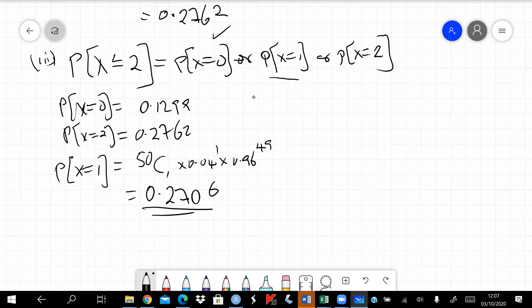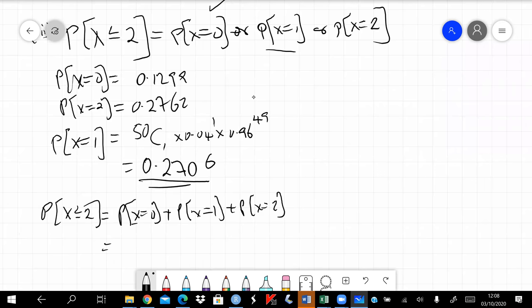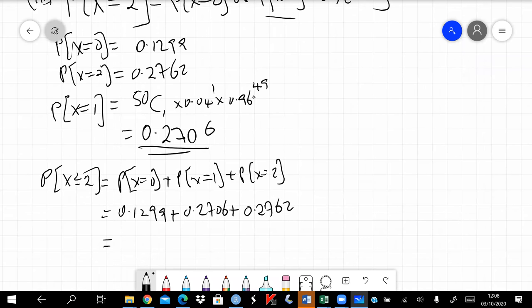Zero point two seven six. Yes. So the probability that X is less than or equal to 2 is the same as the probability that X is equal to 0 plus the probability that X is equal to 1 plus the probability that X is equal to 2. So we add these three values. We get 0.1299 plus 0.2706 plus 0.2762. So that is the probability that we'll have at most 3 breaking.